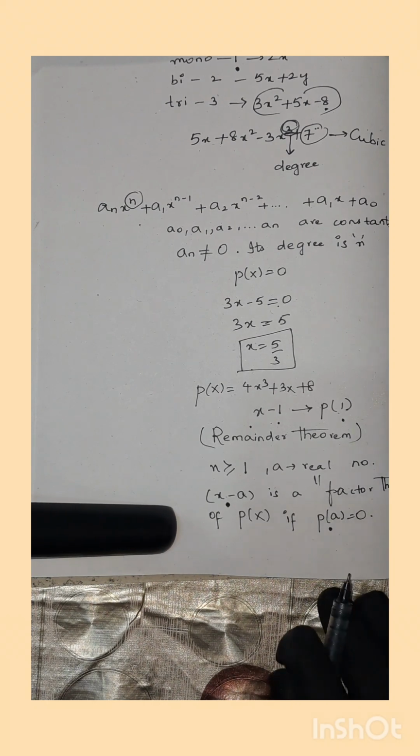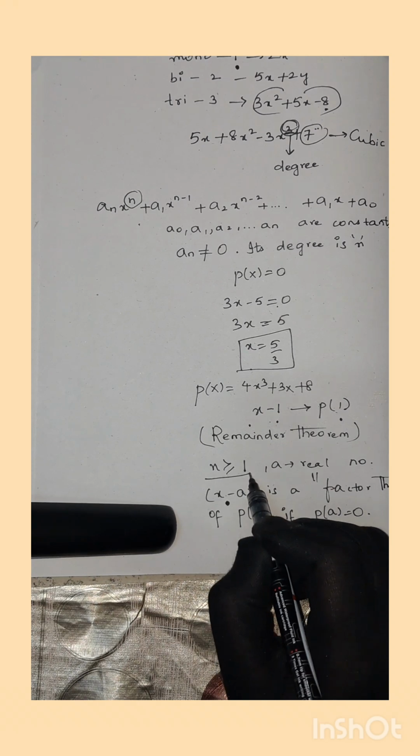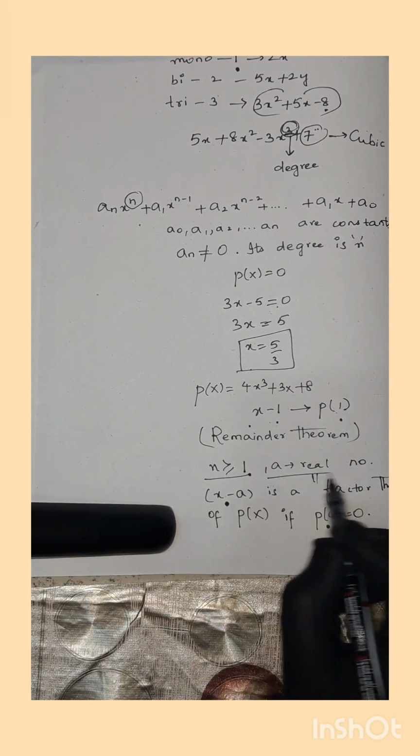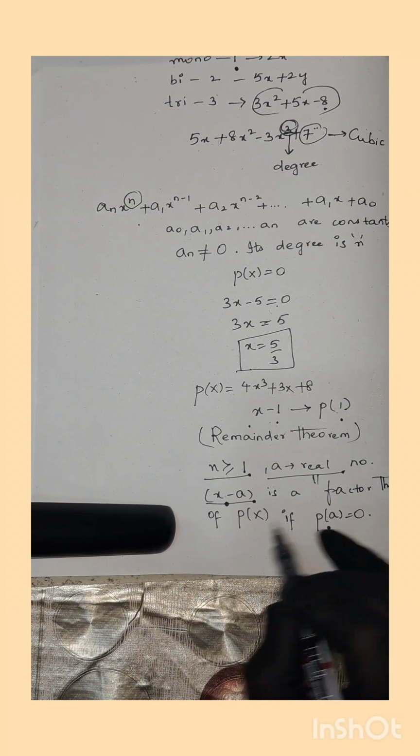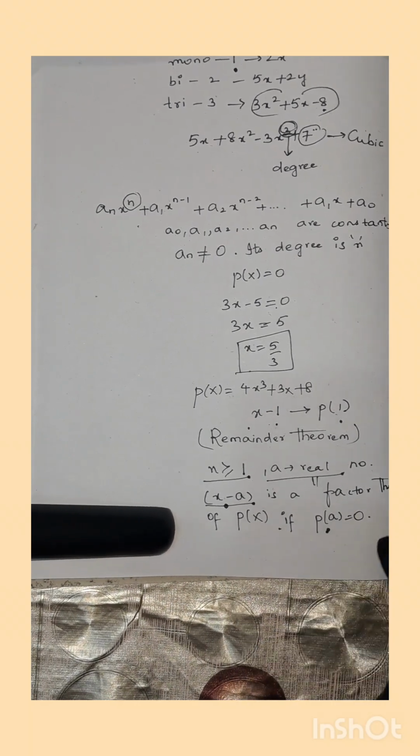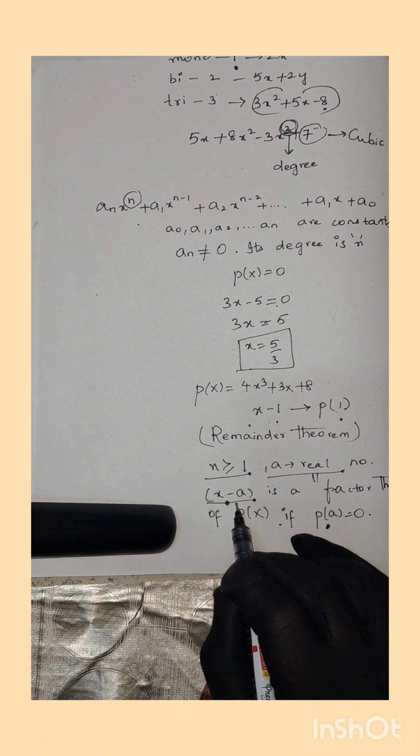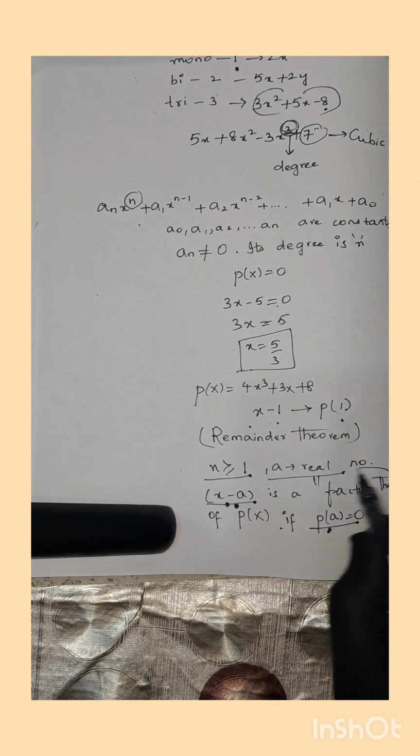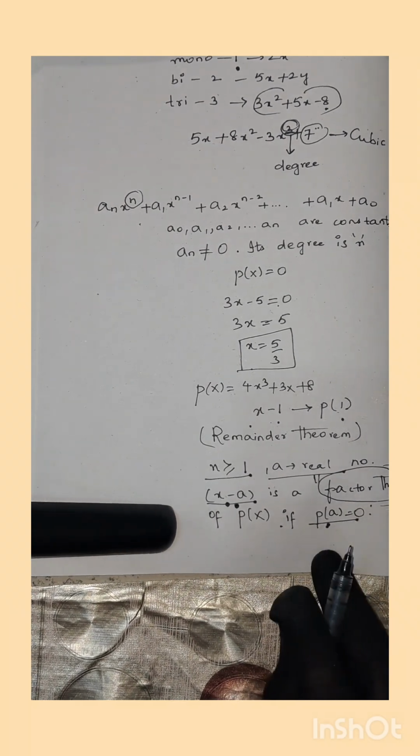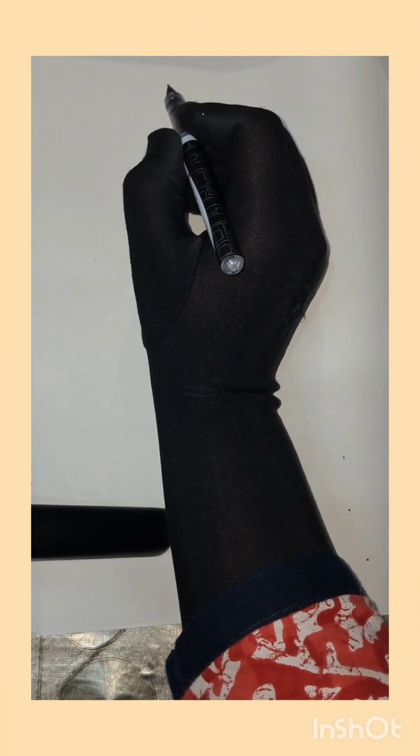What is a factor theorem? If P of x is a polynomial of degree n greater than or equal to 1 and a is any real number, then x minus a is a factor of P of x if P of a is equal to 0, and also the converse of it. If x minus a is a factor of the polynomial P of x, then P of a is equal to 0. This we call a factor theorem. For example, let us see an example.